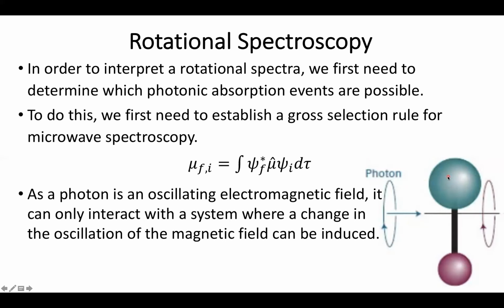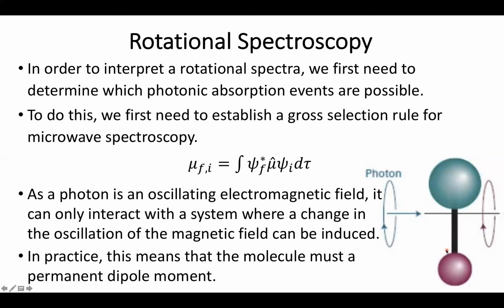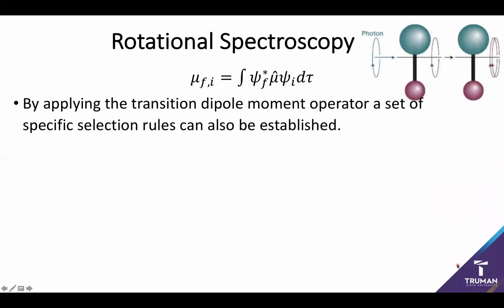So in practice, in order for this molecule to have an electric field to interact with, it needs to have what's called a permanent dipole moment. This is another fancy way of saying a permanent positive end and a negative end, more commonly known as it has to be polar.